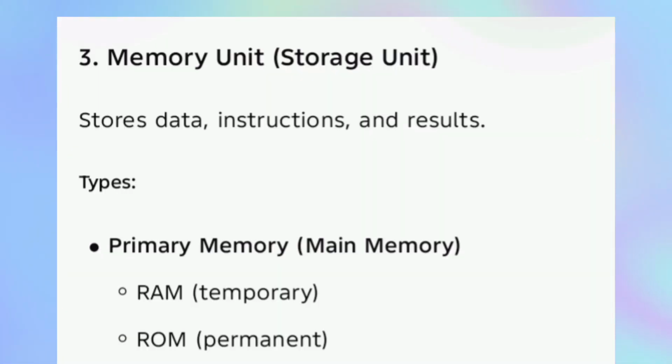Memory unit, or storage unit, stores the data, instructions, and the results. Types: primary memory, main memory. RAM is temporary, ROM is permanent. RAM is random access memory, ROM is read only memory. ROM cannot be rewritten, but random access memory can be rewritten or modified; read and write operations are suitable. ROM is only one time writable, and the already written data cannot be changed.